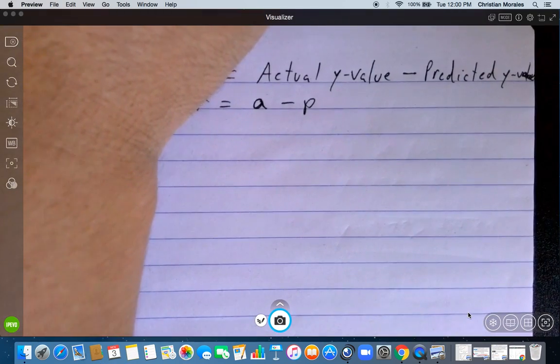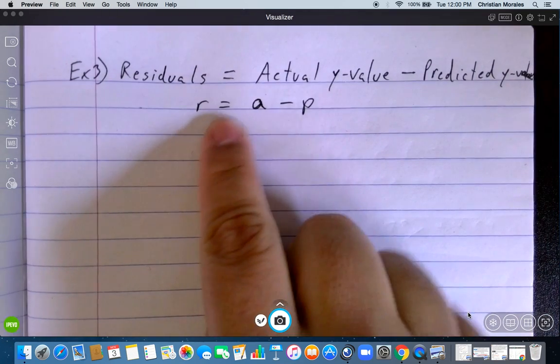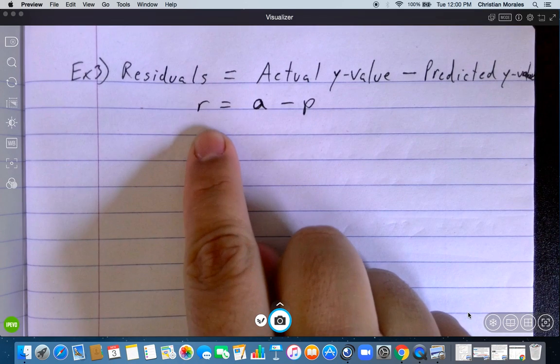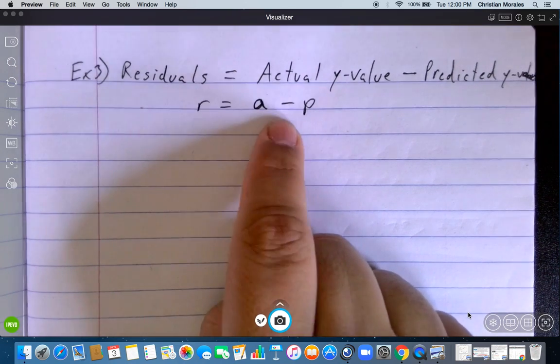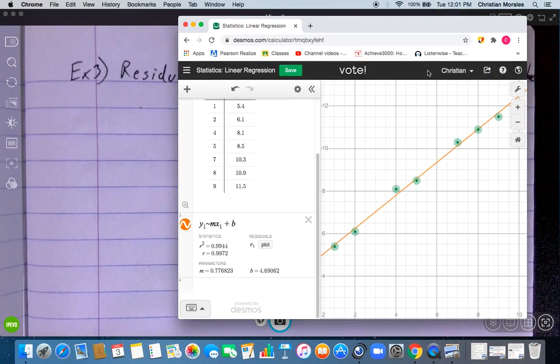All right, example number 3, residuals. So I'm sorry I ran out of space here. Basically, a residual is when you take a y value minus the predicted y value. So if you write this, R is the actual amount minus the predicted amount. Now this can be confusing the first time you see it. Let me go back to the graph.